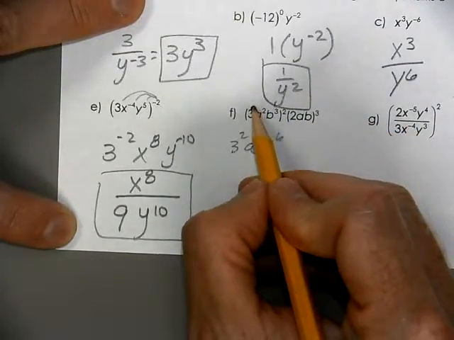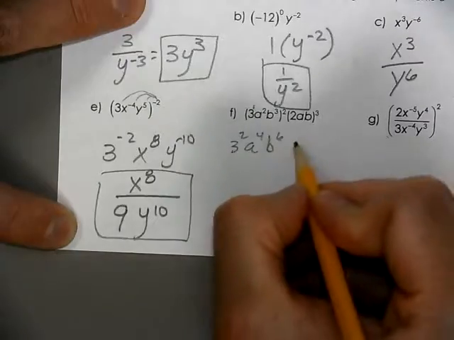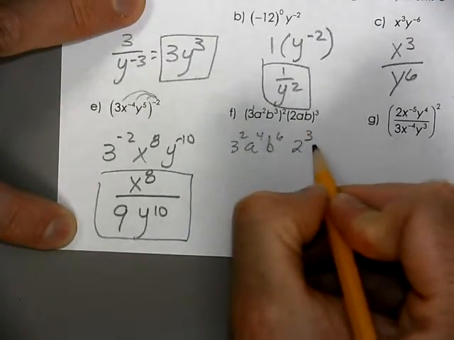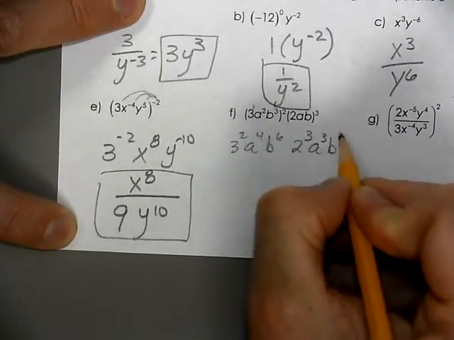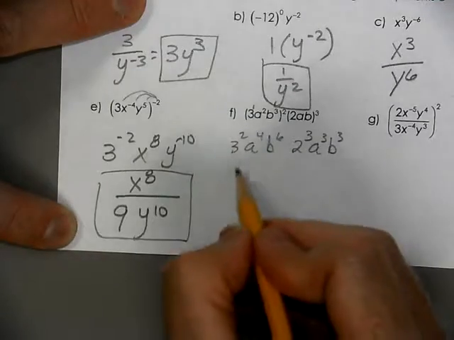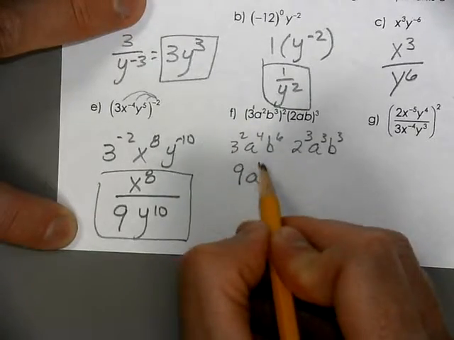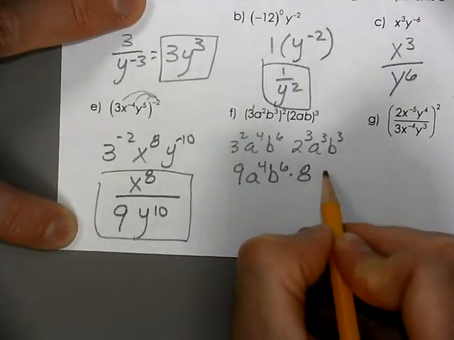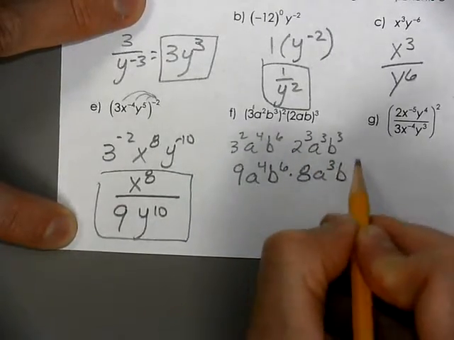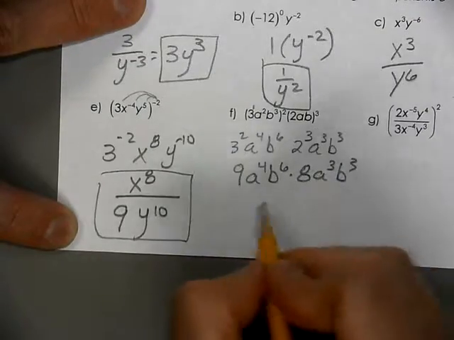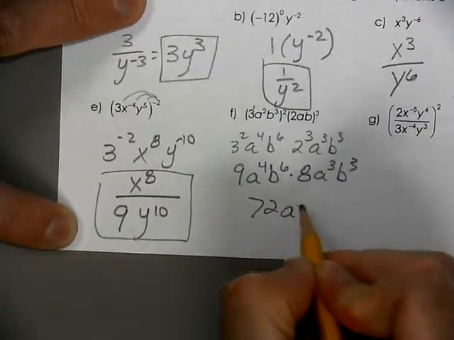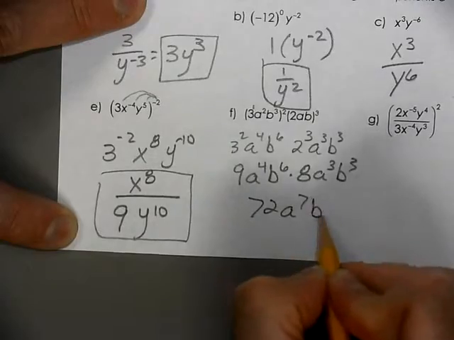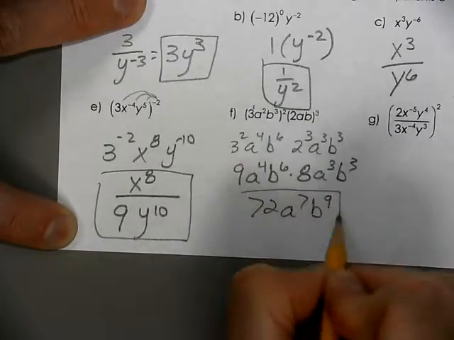You've got to multiply each of the exponents. So this is 9, a to the 4th, b to the 6th, 8, a to the 3rd, b to the 3rd, 72, a to the 7th, b to the 9th.